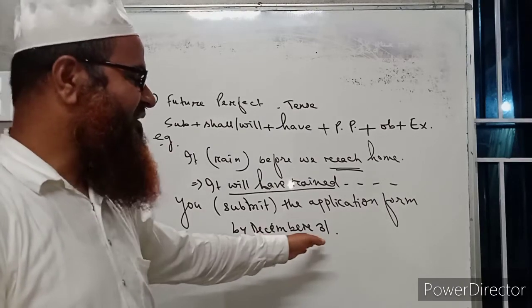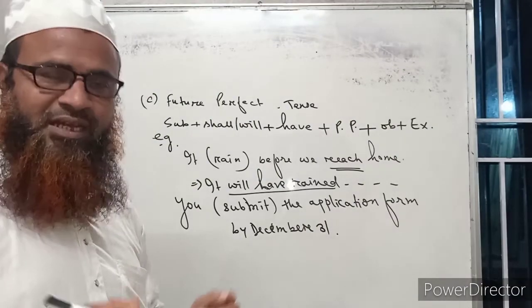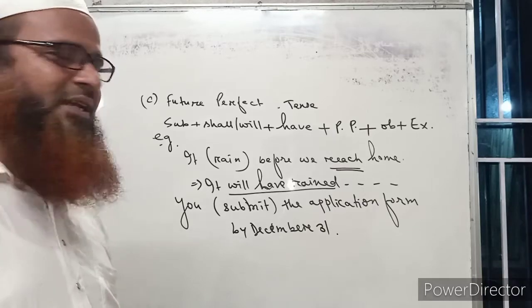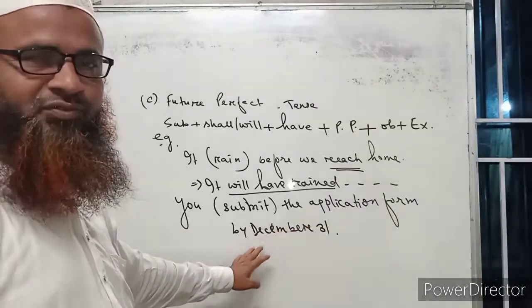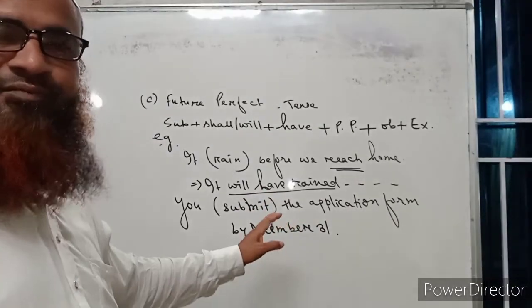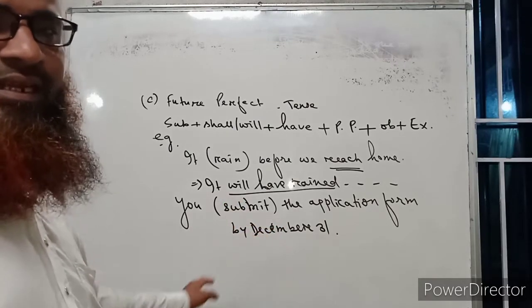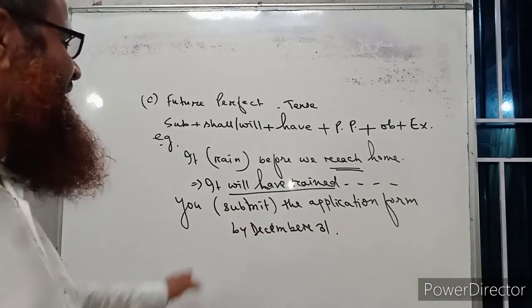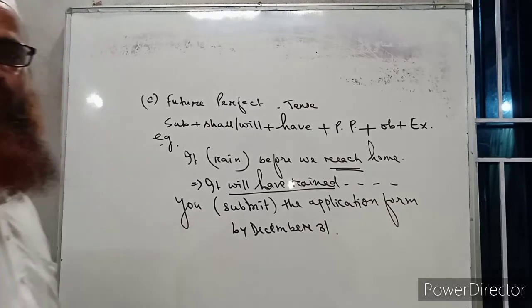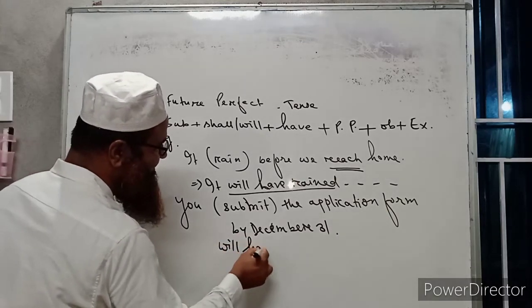So December 31st is a future time. We are speaking at this moment, so December is not present here. That is why, by a fixed time of the future, we have to complete this action, and in this regard we can use future perfect tense. You will have submitted the application form by December 31st.